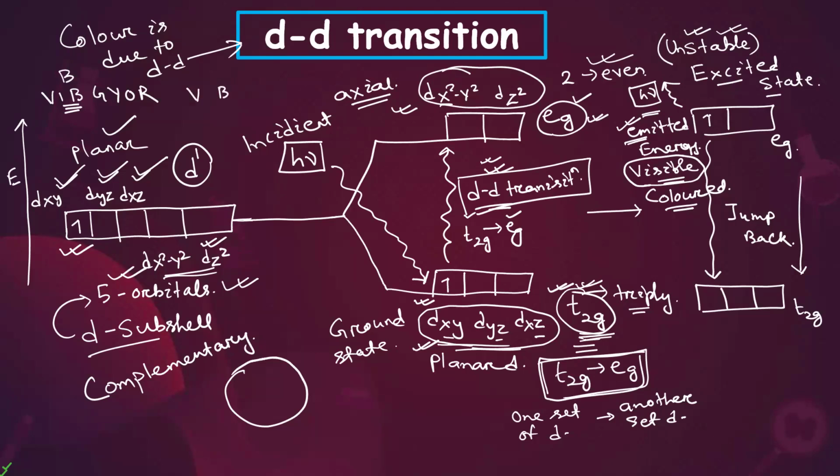Now, I am putting V here. For V, the complementary color will be found by giving two gaps, meaning leave B and G. Yellow will be your complementary color.